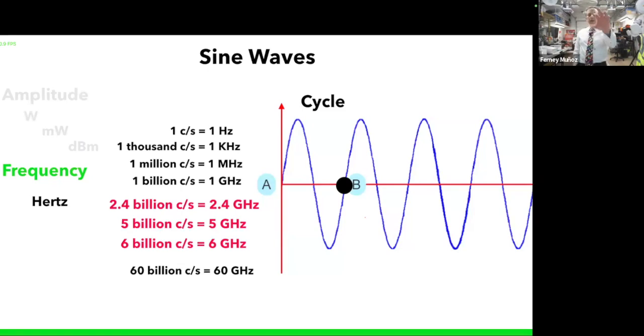We're going to pay closer attention to these three: 2.4, 5, and 6. So when you see a 3-radio AP that has 2.4, 5, and 6, it has a radio that sends waves at 2.4 billion cycles per second, or 5 billion cycles per second, or 6 billion cycles per second. Is that good? Okay.